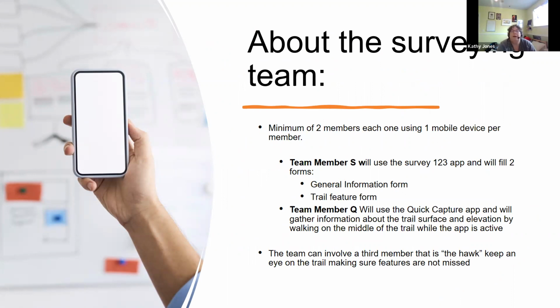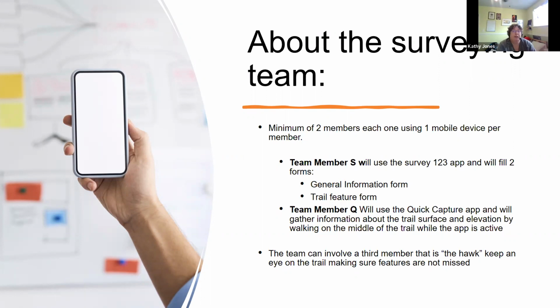So what about the teams? We feel that you need a minimum of 2 members to survey each team, 1 per mobile device. The technologies in these two apps are different enough that you want 1 person using Quick Capture alone and 1 person using Survey123 alone. So we're going to call those 2 people team member S and team member Q. Now, if you have more team members, you can split it up differently, but definitely you need a team member Q for Quick Capture. So team member S on the Survey123 app will be completing 2 forms, the general information form and the trail feature form.